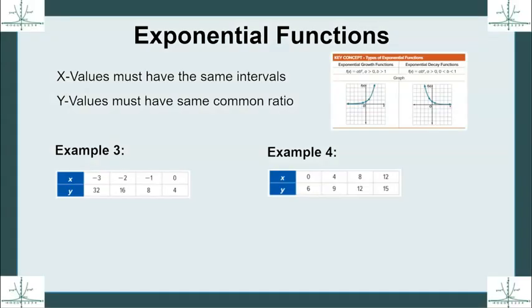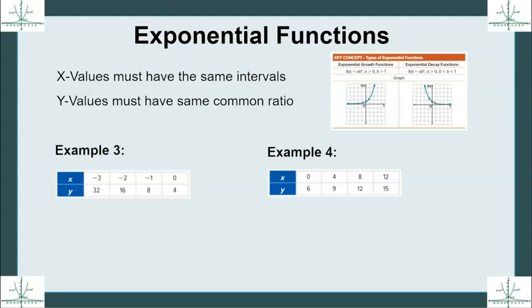The next part is determining, is this an exponential function based on a table of values that we're given. Now, when we're given a table of values, there are a couple of things you have to keep in mind. The x values must have the same interval. So going from one x variable to the next to the next, they should all be increasing at the same value.